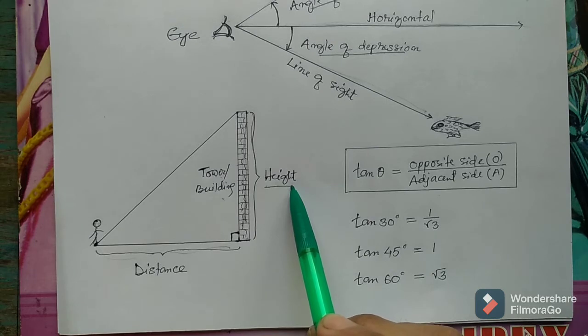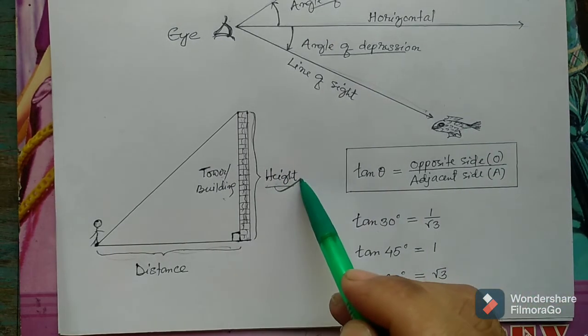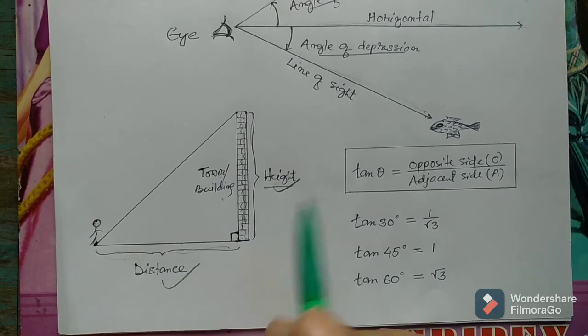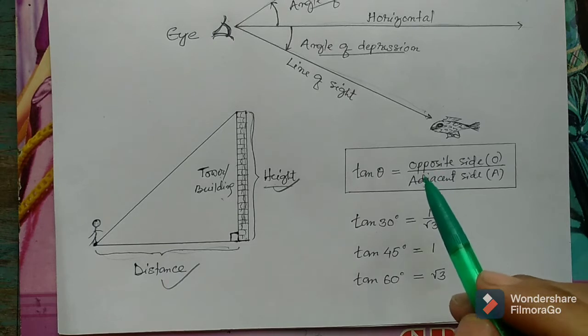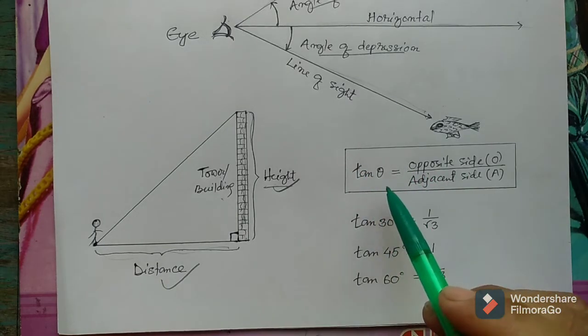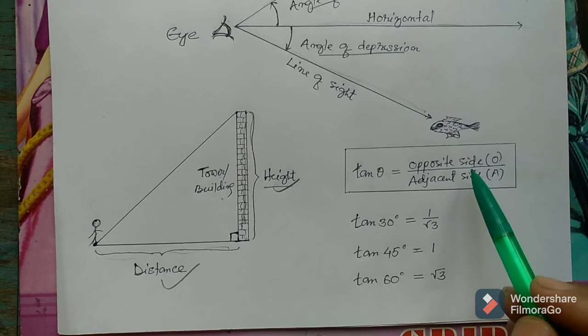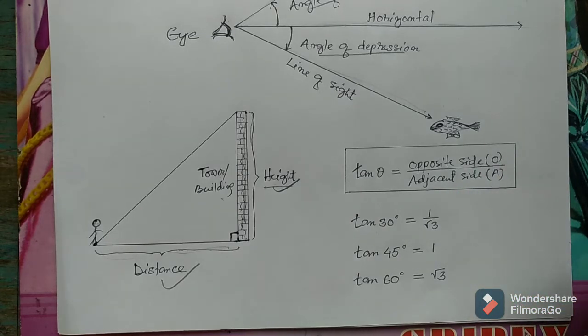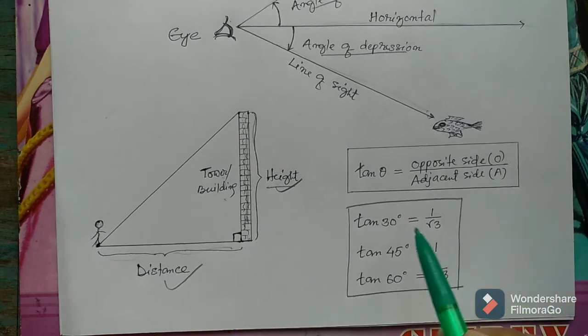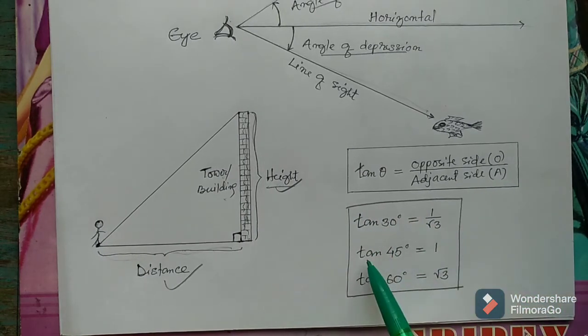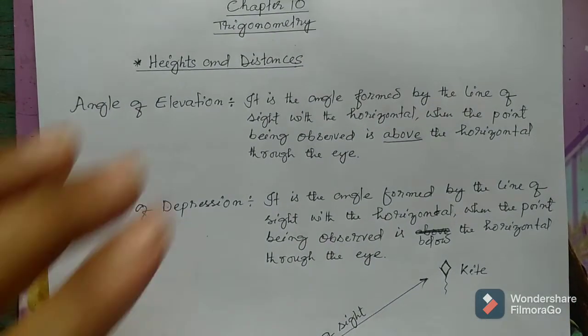So in this exercise, sometimes the question will ask us to find height, and sometimes it will ask us to find distance. For most of the questions of this exercise, you need to remember only one trigonometric ratio, which is tan theta. Tan of angle theta is equal to opposite side by adjacent side, O by A. And try to remember at least three angles. Tan 30 degree is 1 by root 3. Tan 45 degree is 1, and tan 60 degree is root 3. So if you understand this, now let's go to the first question.